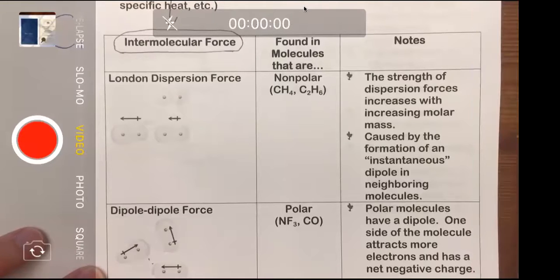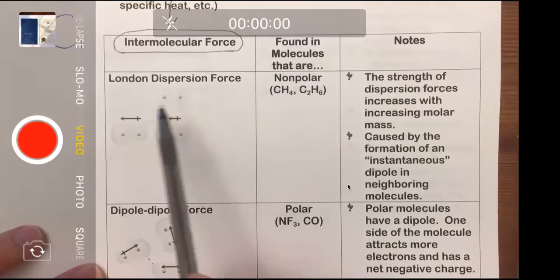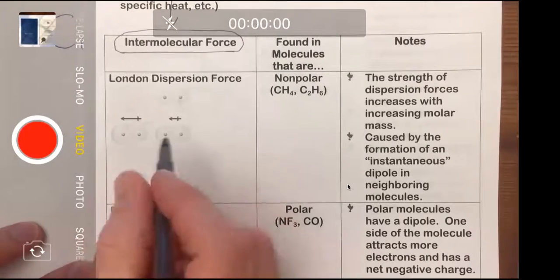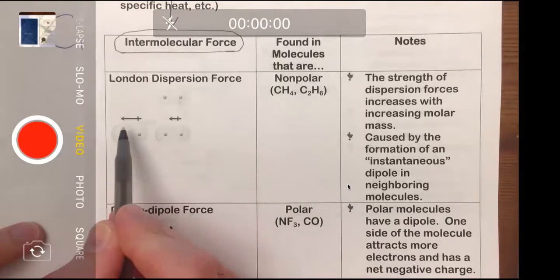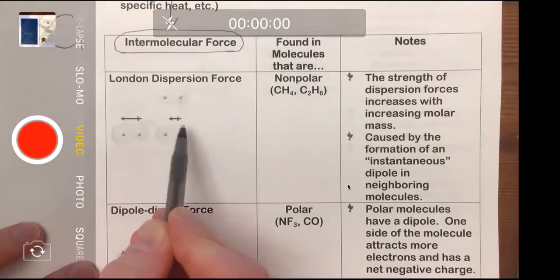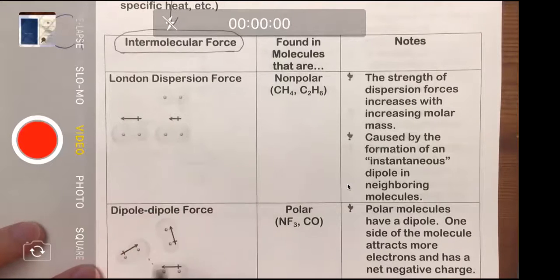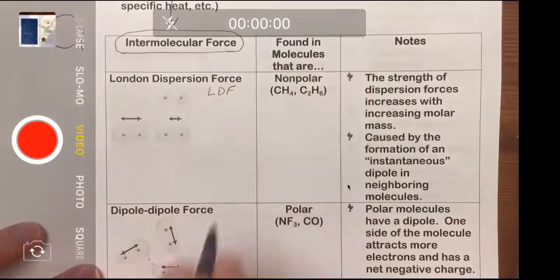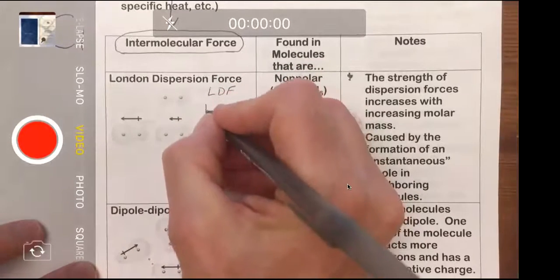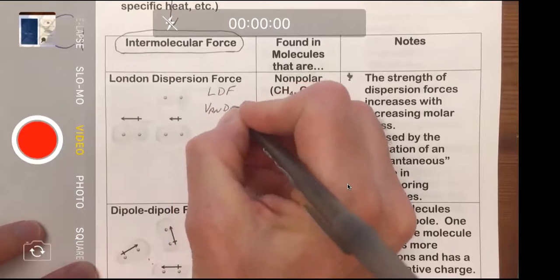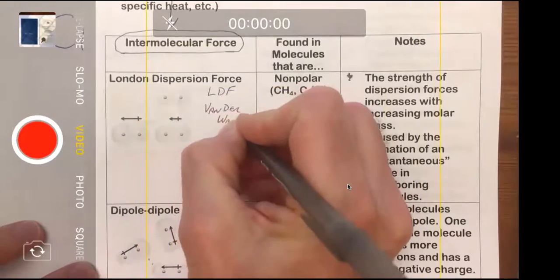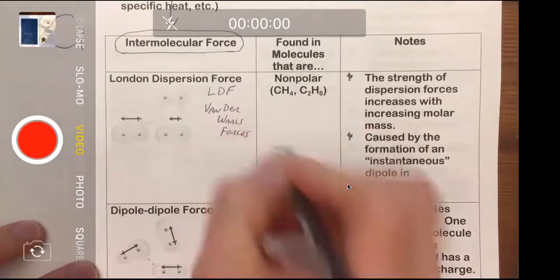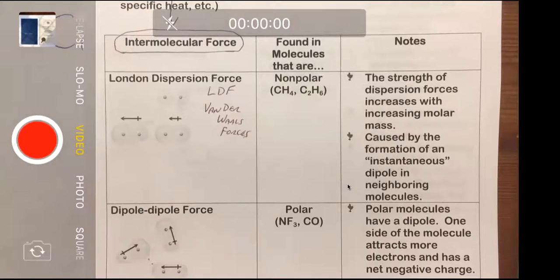All right, so listen, here we go. The first one, this intermolecular force, which is literally going to be the sort of attraction between one molecule and a neighboring molecule. The first one we want to talk about is called the London dispersion force. Sometimes we refer to it as LDF, all right? They're also known as van der Waals forces. All right, and so those are all kind of just names for them.